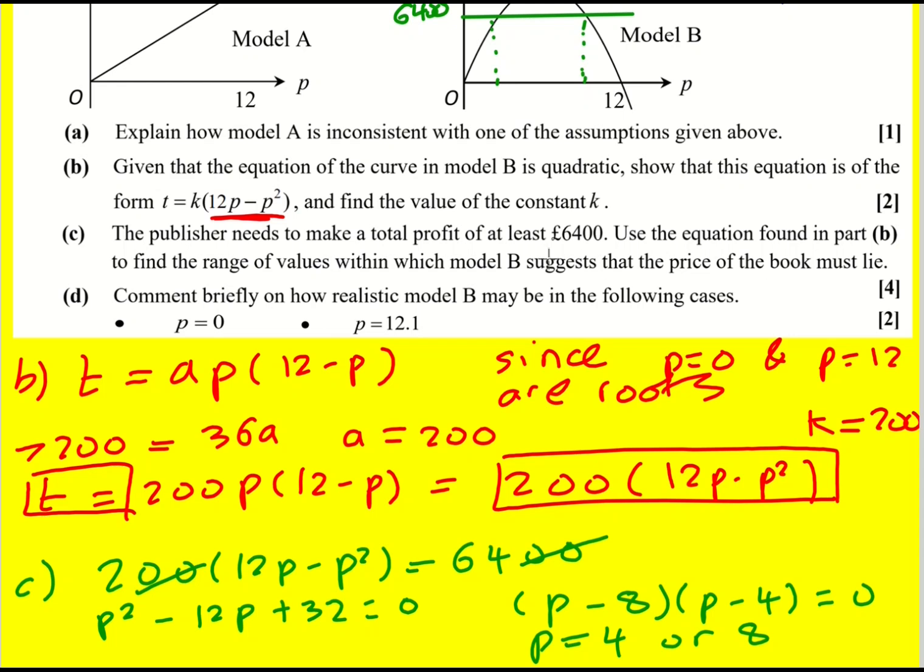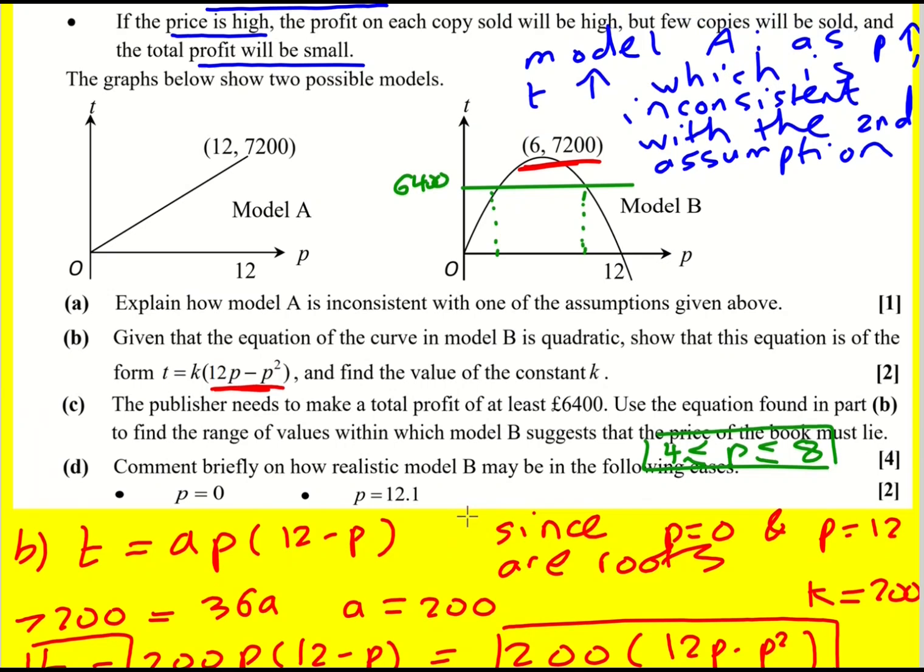So the price of the book, right, we need the profit to be at least 6,400. Okay, so it can include it as well. So therefore, we're going to have 4 less than or equal to P less than or equal to 8.